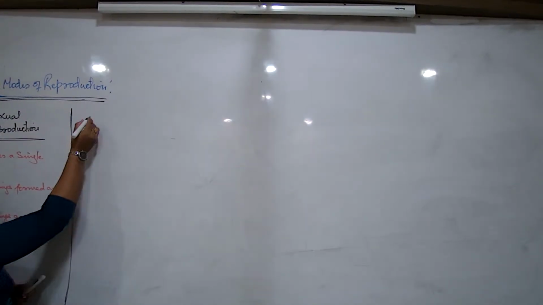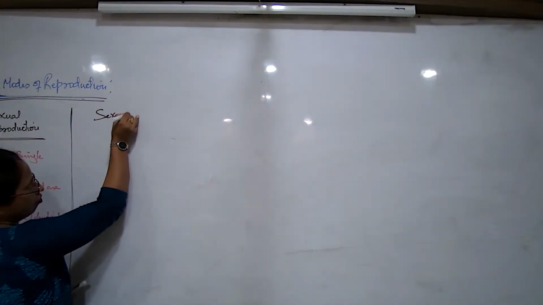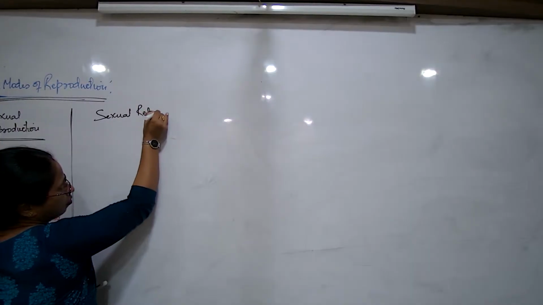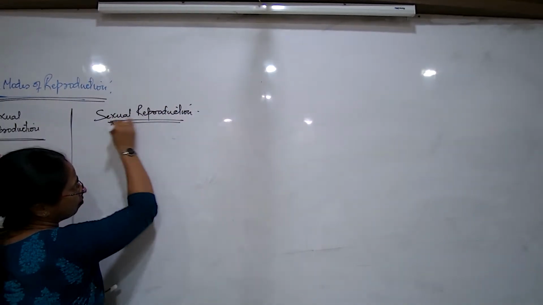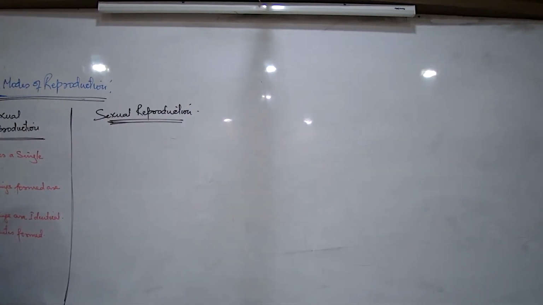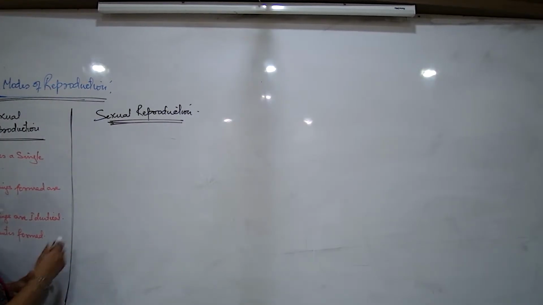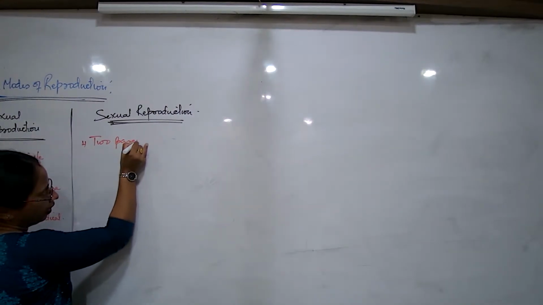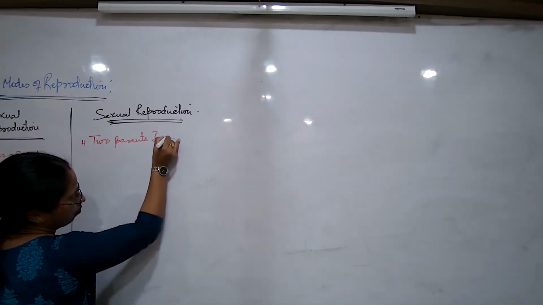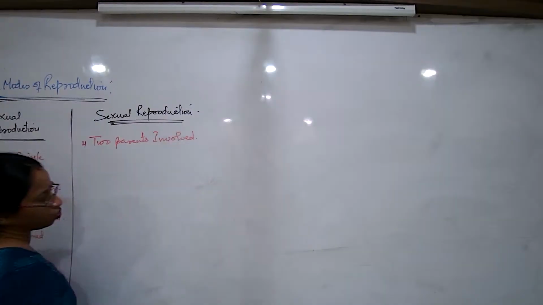In contrast, let us write down the concept of sexual reproduction. What are some of the concepts of sexual reproduction? This chapter has started in school, so you at least know something, so keep answering also. In sexual reproduction, both parents are involved. Two parents are involved. The process of reproduction will involve two parents.